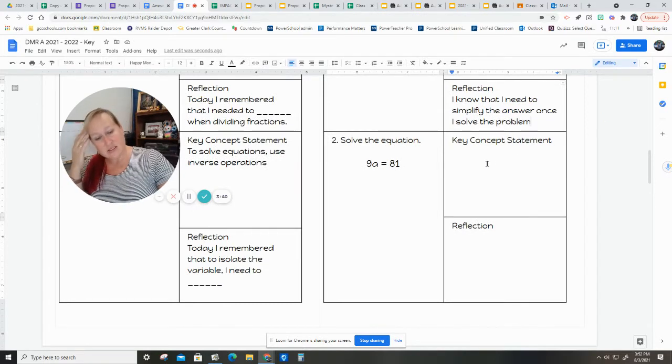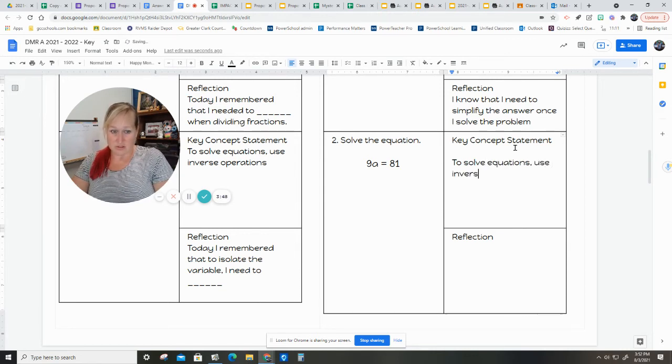This one is the key concept. Key concept is to solve equations, use inverse operations. I'm going to remind you, in case I have not said it in class, the vocabulary that we need to know for this: inverse means opposite operations. Plus, the opposite is minus. Minus, the opposite is plus. Divide, multiply. Multiply, divide. So that is what inverse means.